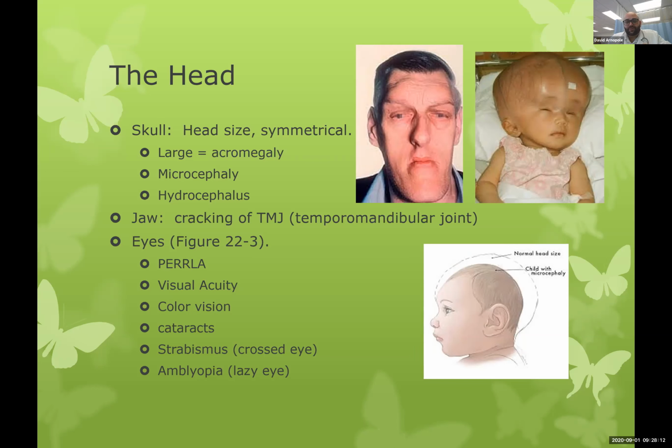Now for PERRLA, you need to know what this stands for. You need to know how to assess it. Most people know how to assess the first 5 letters. Pupils are equal, so if I look at one, it's the same size as the other. They're round, both of them are round, though you can have differences. They both react to light.